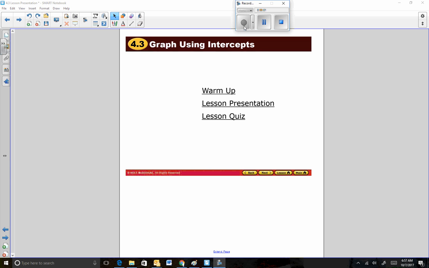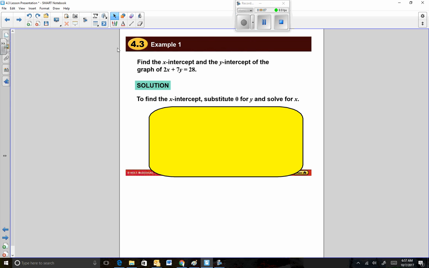Everyone, we're going to look at graphing using intercepts today. You'll use that when you see what's called standard form. If your equation looks like this, where you have something like 2x + 7y = 28, with x and y on one side and a constant on the other, then that's standard form. So we're going to find the x-intercept. Where does the line cross the x-axis?